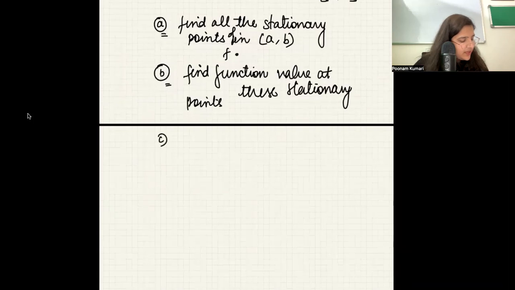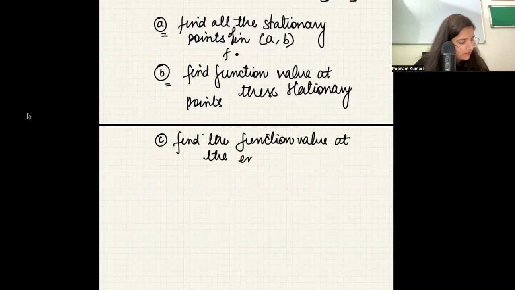The third step will be find the function value at the endpoints, right? So आपने function value endpoints पे भी निकाल ली, like A और B पे, and आपने stationary points पे भी function value निकाल ली.